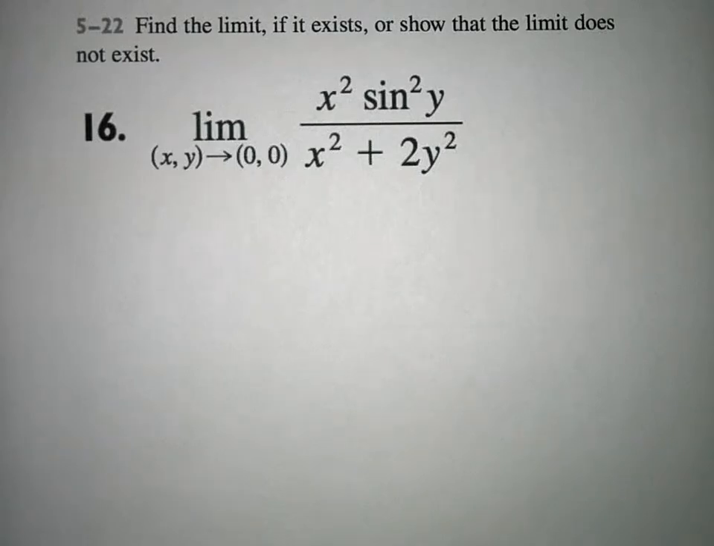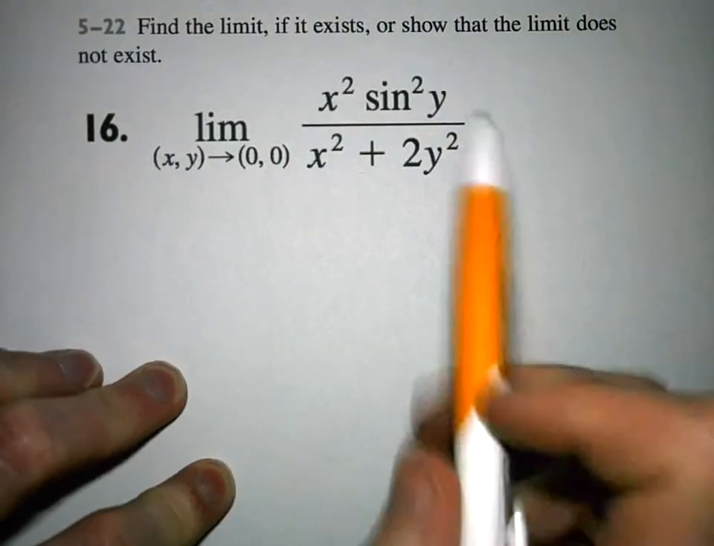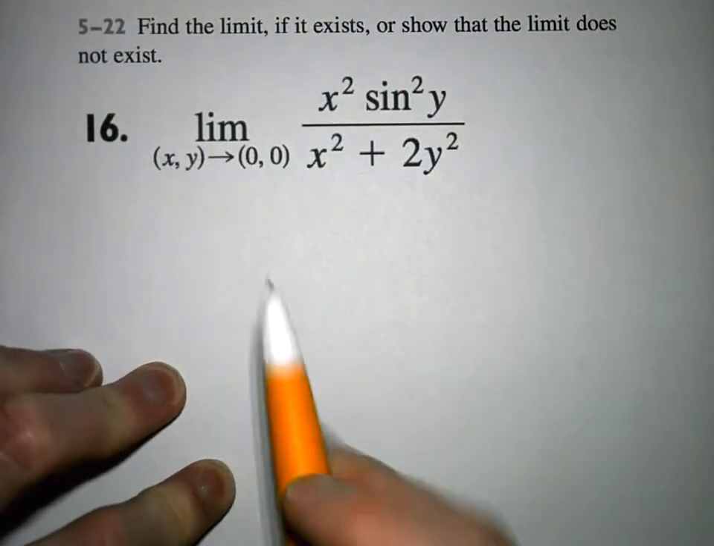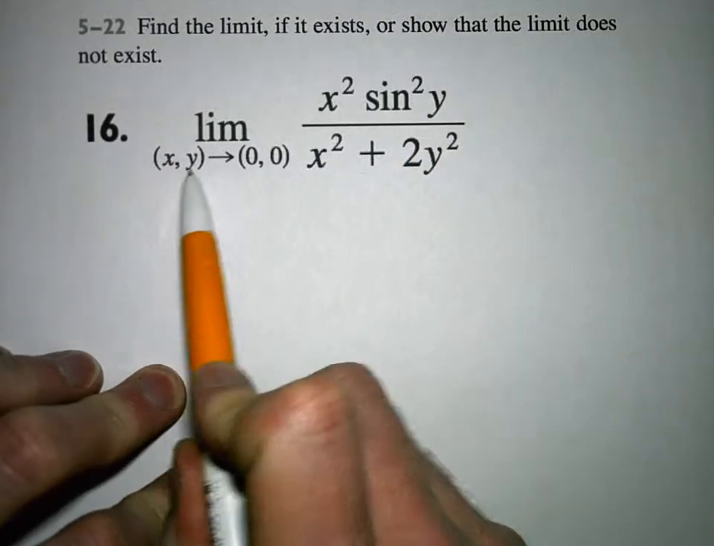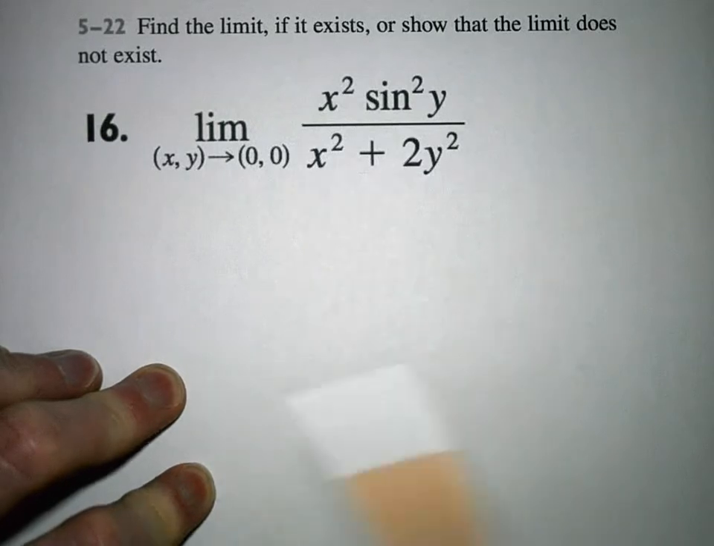Hi guys, Dr. Justin Souther here, going through some tutorial questions on limits and continuity. We're asked to find the limit if it exists, or show that the limit does not exist, of this guy over here: the limit as (x, y) approaches (0, 0) of x squared sine squared y, all over x squared plus 2y squared.